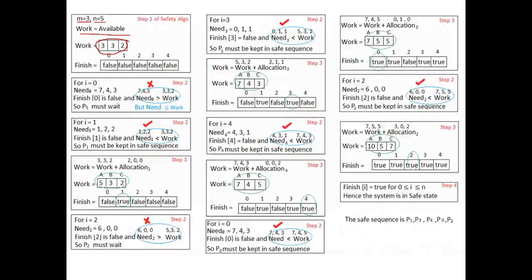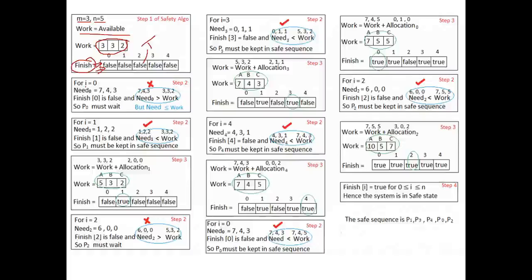And at the beginning, all processes will be initialized to false. This is needed to check out which is the safe sequence, which processes can be executed first, whose demand can be fulfilled first. So at the beginning all will be initialized to false. Whichever process demand is fulfilled, that process will be made true here.